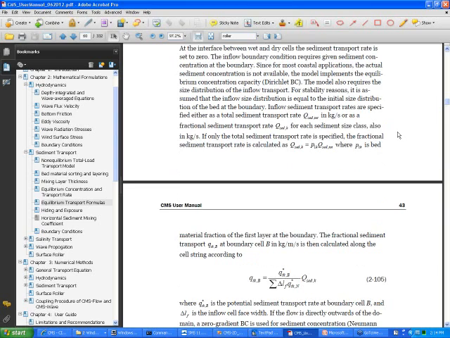It is possible, if you have a river at a location where you know the sediment flux and you want to specify that as a boundary condition, to do that in CMS, but right now, at least, you have to do it with the advanced cards. And so you can either specify a total sediment transport rate given by this, or you can specify a fractional sediment transport rate at the boundary.